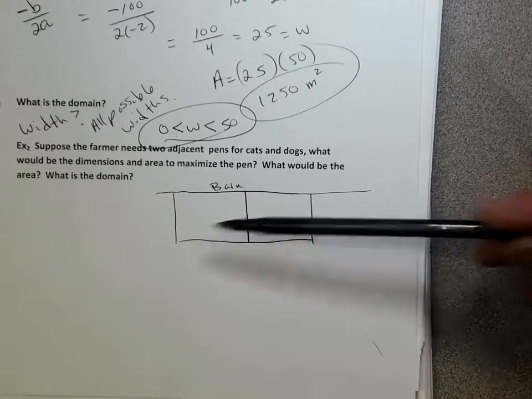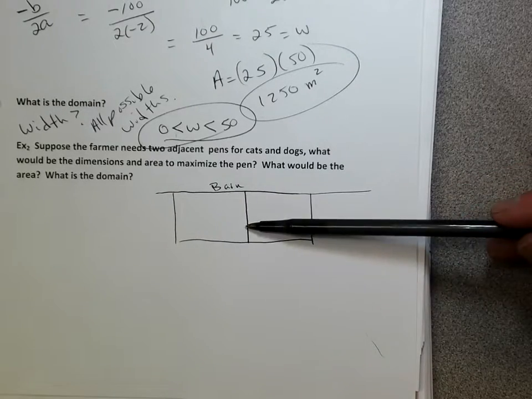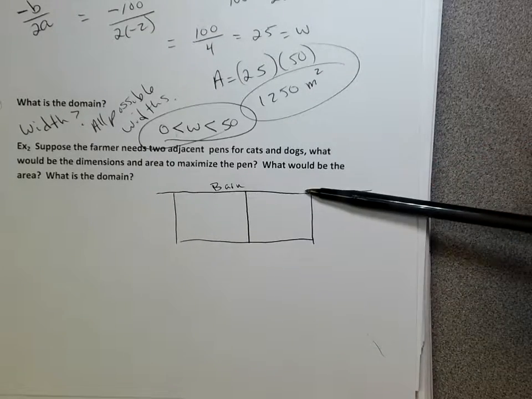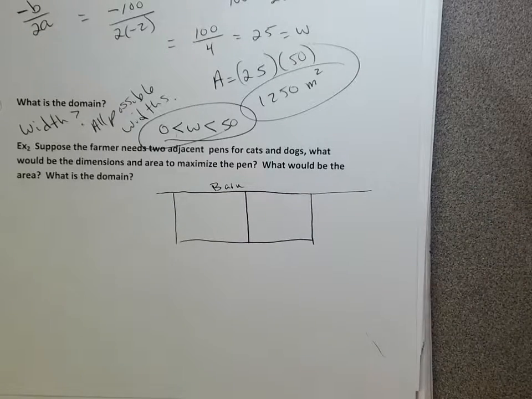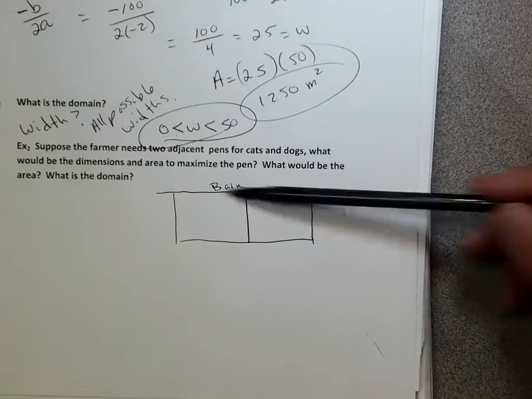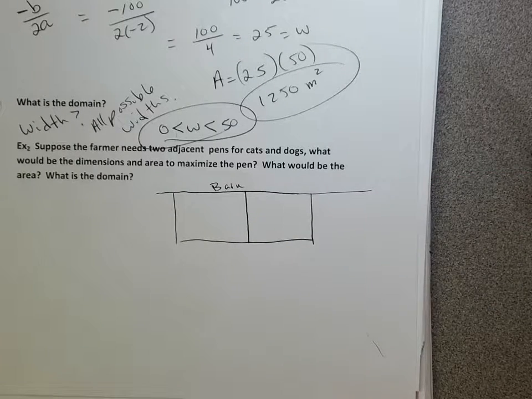They don't have to be equal sizes. We just need to maximize the rectangle, okay? Maybe the cats' pen is a little bit smaller than the dogs'. If it was me, I'd make the cats about this big and the dogs really big. But, you know, I'm not a real cat lover, so anyway.